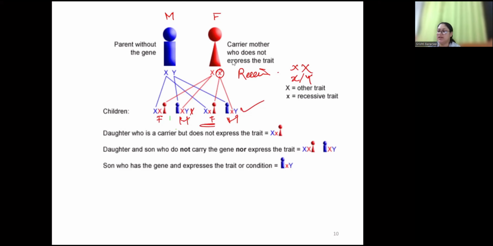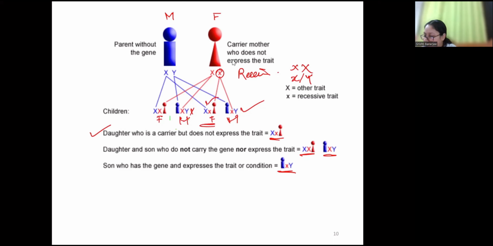The daughter is a carrier but does not express the trait. The daughter and son who neither carry the gene nor express the trait are this one and this one, XX and XY. The son who has the gene and expresses the trait or condition is this one. So this is the diseased one.